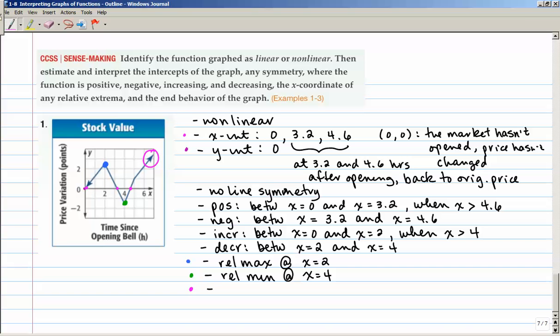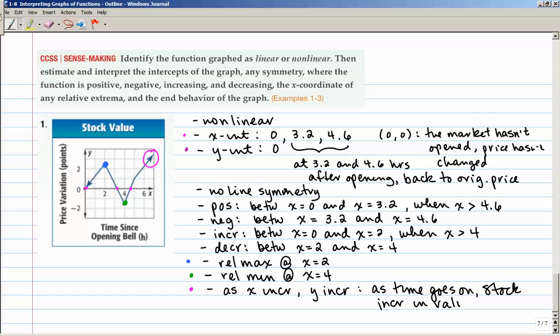Okay? So at that point, where the circle is, my x is increasing and my y is increasing. So as x increases, in other words, as x gets bigger, my y is increasing. Okay, and what does that mean? That means that as time goes on, the stock is increasing in value.